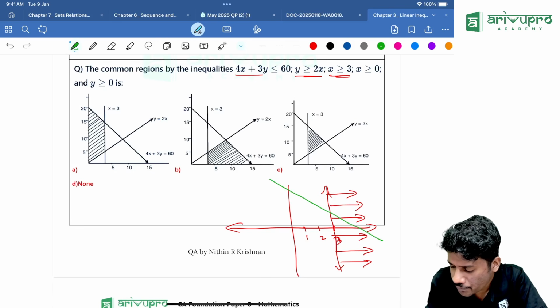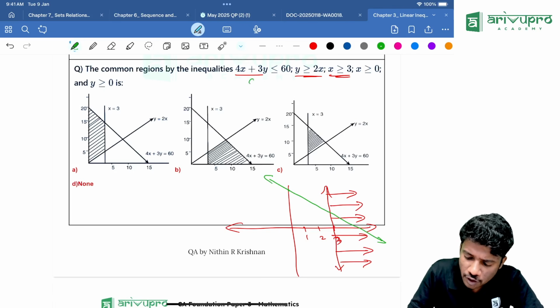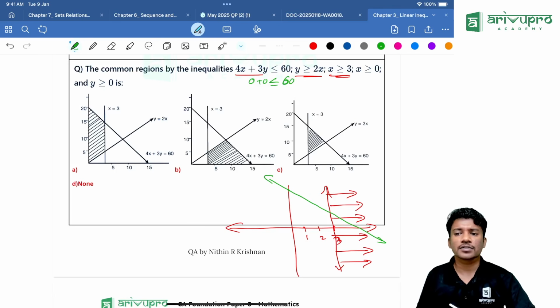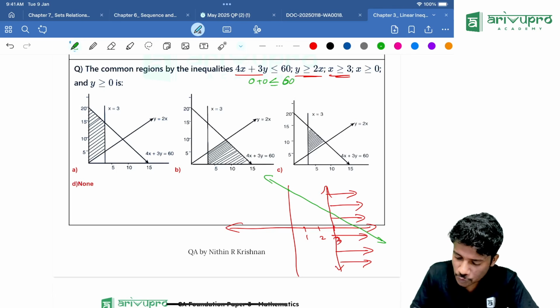Is that correct? Yes. Now we will assume it. 0 plus 0 is less than or equal to 60. Is that correct? That means it should be towards what side? It would be towards the origin side. Correct? The graph will be towards the origin side.